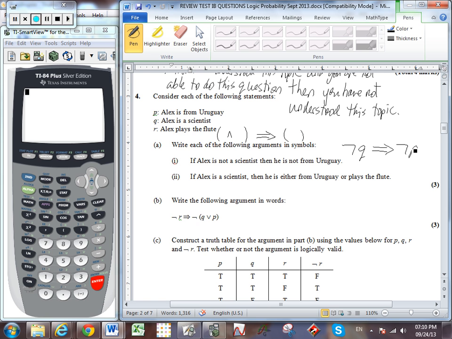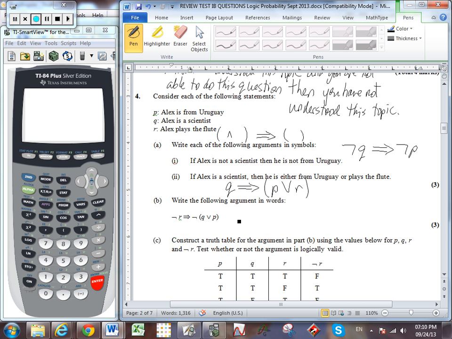Part II, if Alex is a scientist, then he is either from Uruguay or plays the flute. Now don't get fooled by this word either. It has to say exactly one of Uruguay or playing the flute, or it will have to say but not both, if it means that not both can occur. But this doesn't say either of those phrases. The either is just kind of an extra word which is tied into the or. So this actually could include both. That he is either from Uruguay or he plays the flute. So this is not the exclusive or with the line on the bottom, because it doesn't say but not both, and it doesn't say exactly one of. So we assume it means that both could in fact occur here, like a regular or.